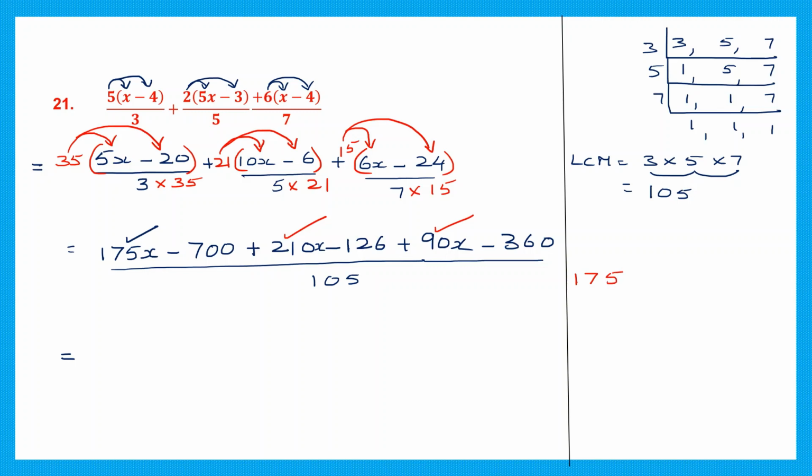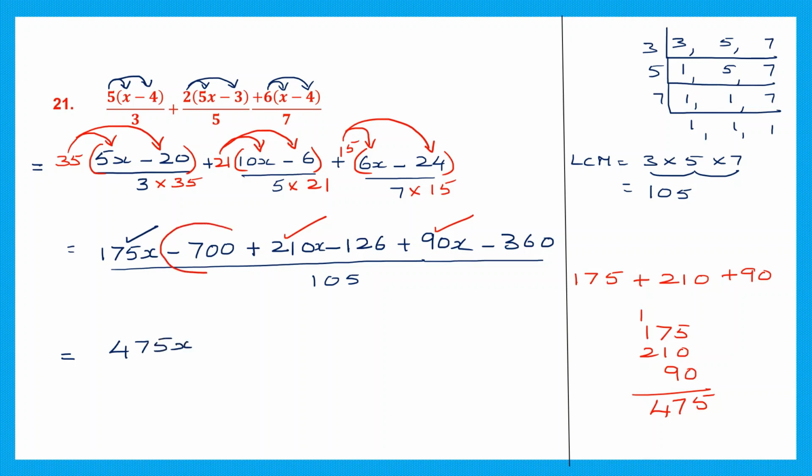175, I'm taking only the numbers. Plus 210 plus 90. That means we simply have to add up all three. So 210 and 90, so that is 5. 9 plus 1 is 10 plus 7 is 17. 1, 2, 3, 4. So here we've got 475x. Now let's look at the whole number.